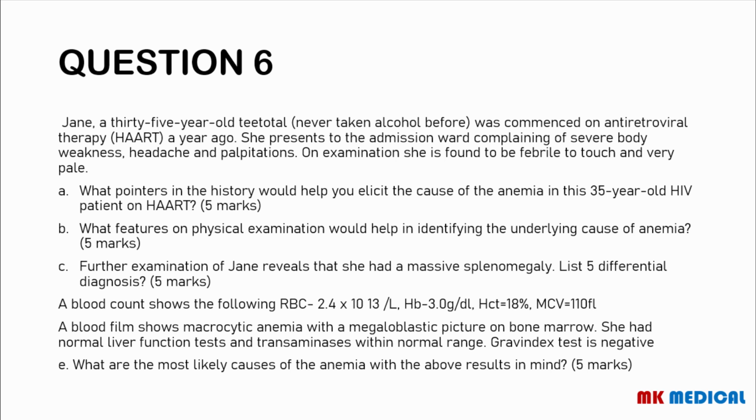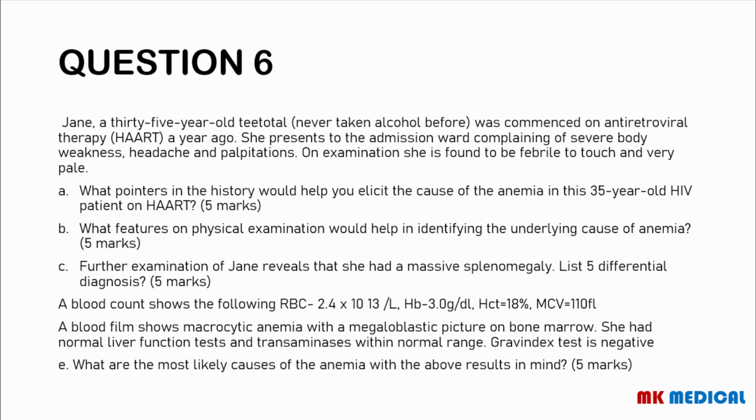So a blood count shows the following: RBC 2.4, Hb 3, hematocrit 18, MCV 110. A blood film shows macrocytic anemia with a megaloblastic picture on bone marrow. So whenever you see this, you should think that this woman could be maybe pregnant, maybe have a liver problem, or maybe could be alcoholic. So they should rule those things out. So she had a normal liver function test, which they have ruled out. Transaminases are within normal range, so it means that has been ruled out. Gravindex is positive, so she's not pregnant.